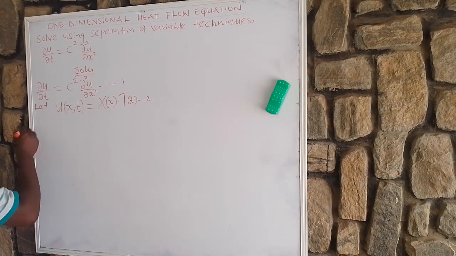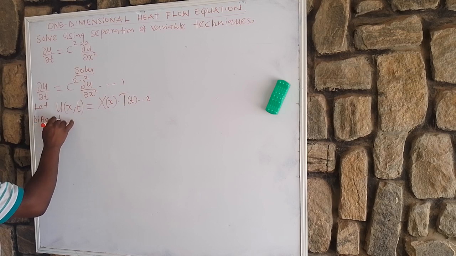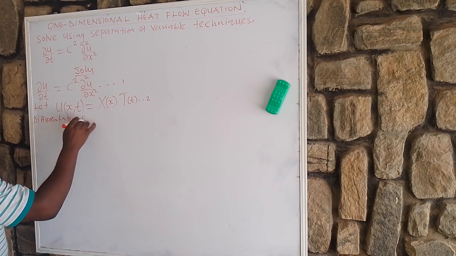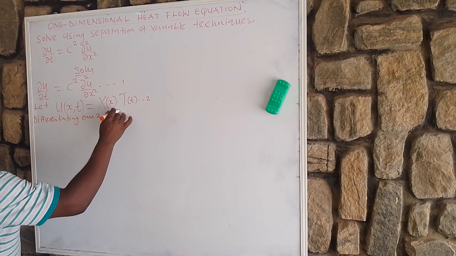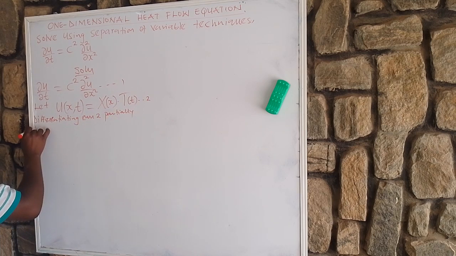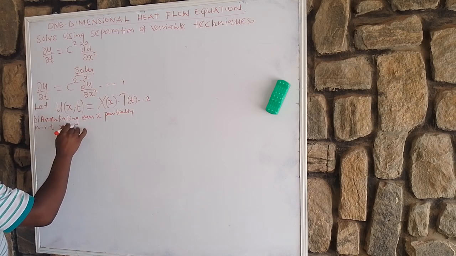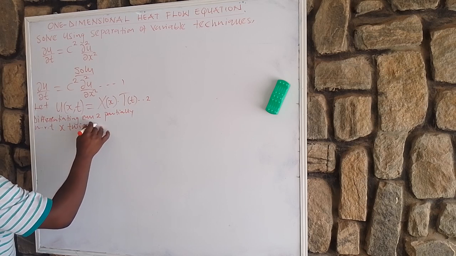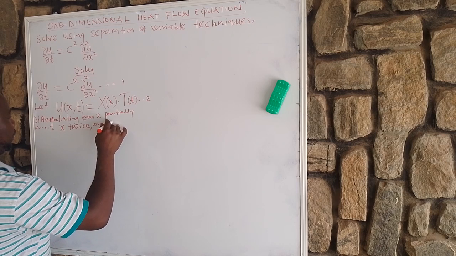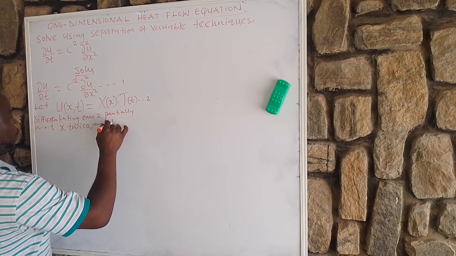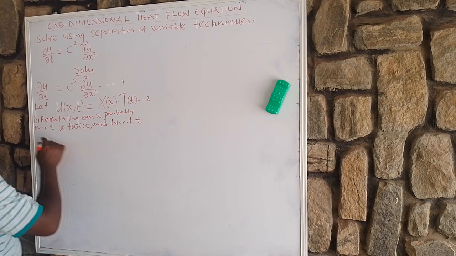Let's write: differentiating equation 2 partially with respect to x twice and with respect to t once.